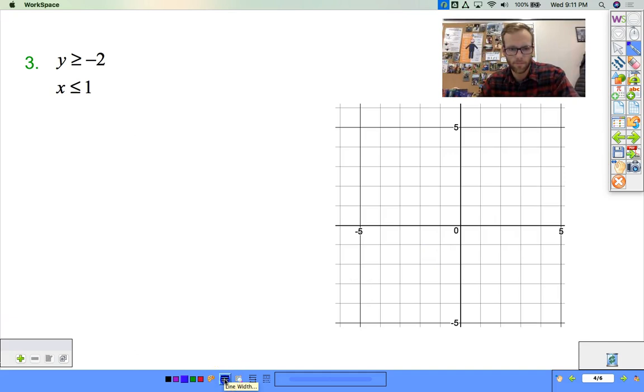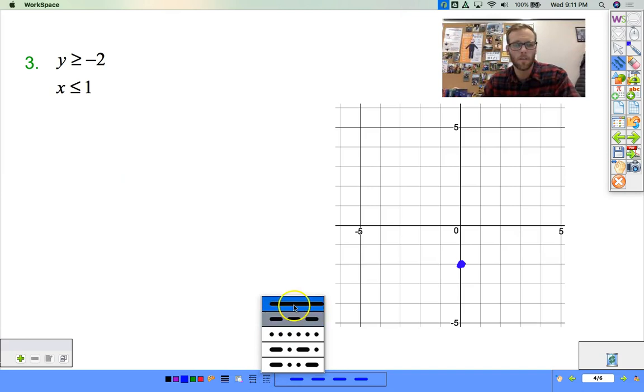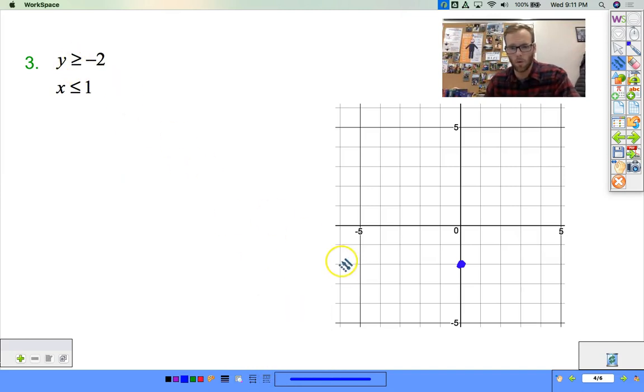Whoops. Let's try that again. A point at -2, and it's a horizontal line. Should this horizontal line be solid or dashed? Okay, it should be solid. It has the or equal to. And are we going to shade above that or below that? That would be above, wouldn't it?